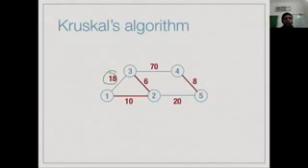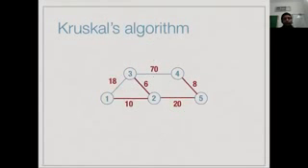Now the next one would be 18, but if we add 18, it would form a cycle. So we skip 18, we move to the next one, which is 20. 20 is fine, and 20 will in fact connect the two components and form a tree. So we add 20, and now we are done because we have added n minus 1 edges. There are 5 vertices, we have added 4 edges, and therefore we have definitely got a tree.